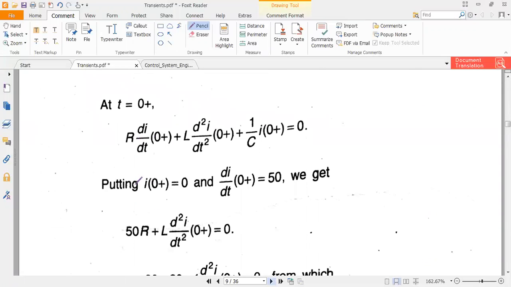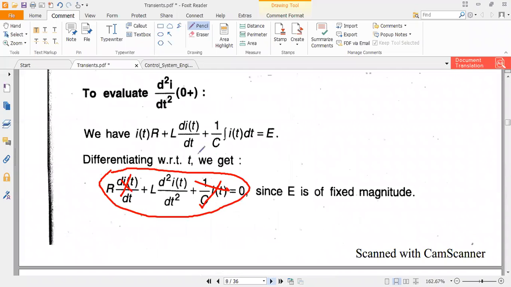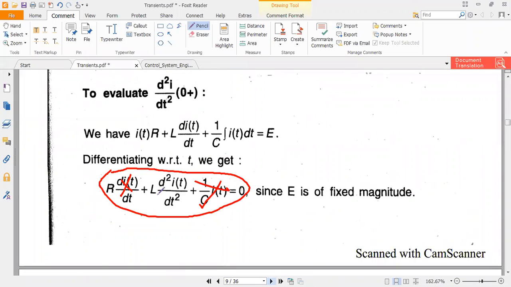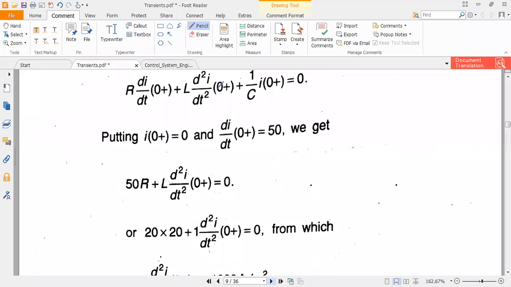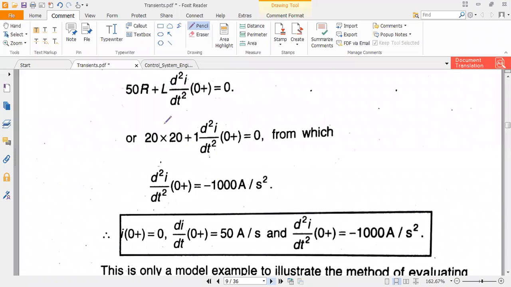Because R into this is di by dt, so I of t is equal to 0, and this is 50. If you substitute, then you will get 50 into R, because I of 0 plus is 0, that we already know, and di by dt at 0 plus is 50, which we already found from here. So if you substitute these values in this equation, you will get 50 into R, where R is already given as 20, plus L, which is 1, into d square i by dt square at 0 plus. If you simplify this, you will get minus 100 amperes per second square.